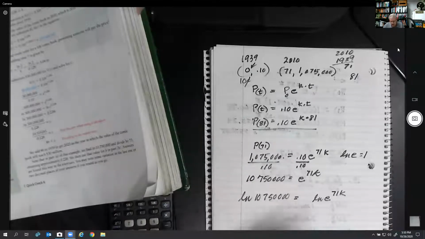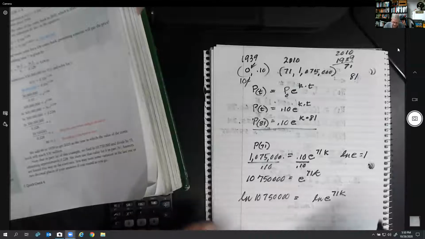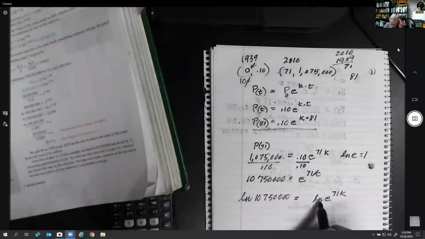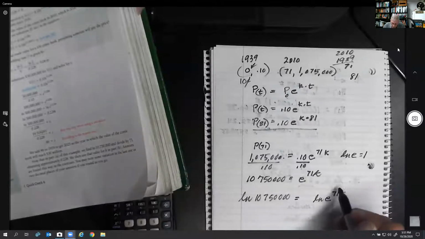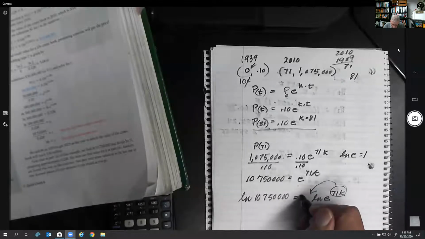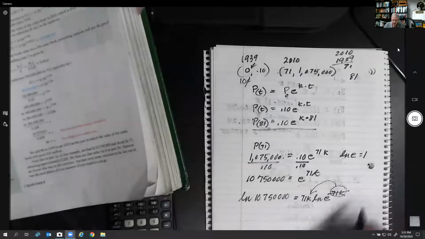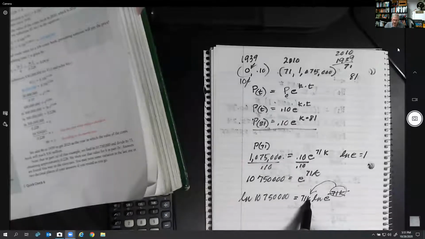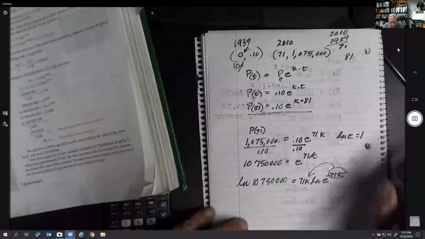There's a certain property of natural logs and logs called the power theorem. When we take the natural log of e to a power, we can move the power in front and change it to a multiplication problem. They don't really show this too well in the book. So that becomes 71k ln e. But we know ln e, the natural log of e, is 1.